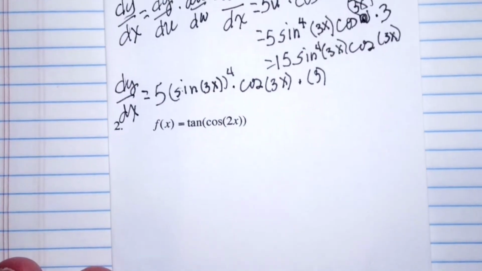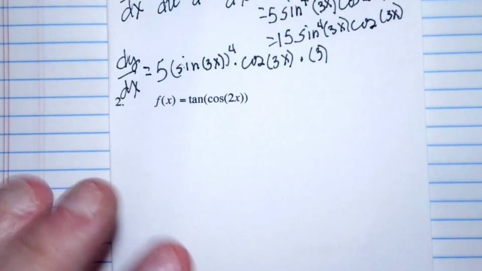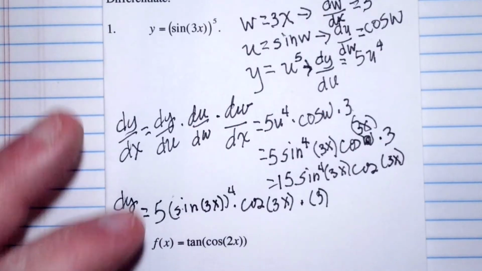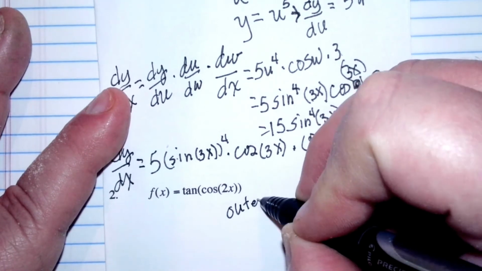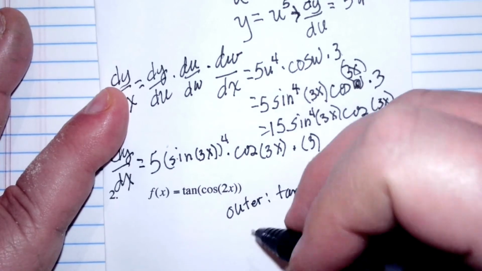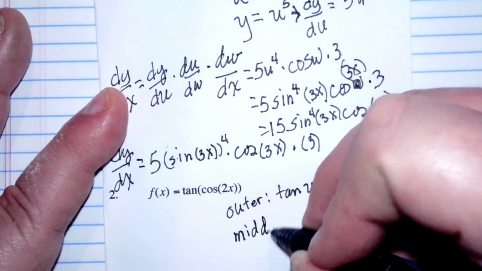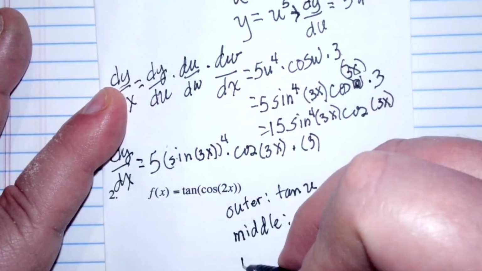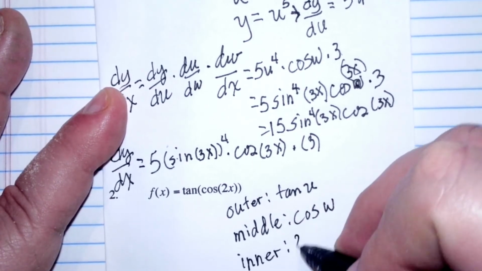Let's try the second one and see how it goes. And I think I'm not going to bother writing all of this stuff out. I will say the outer function, I would call that the tangent. Well, I'll call it the tangent of u. And then the middle level function is the cosine of w, and then the innermost function is 2x.